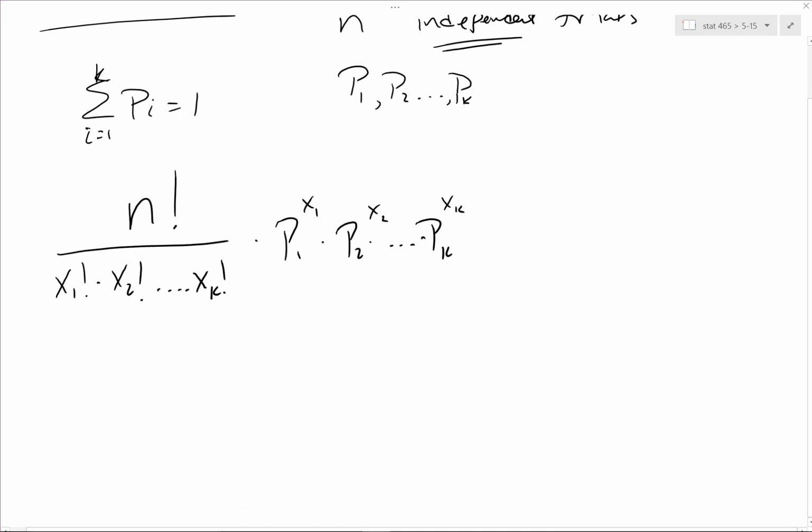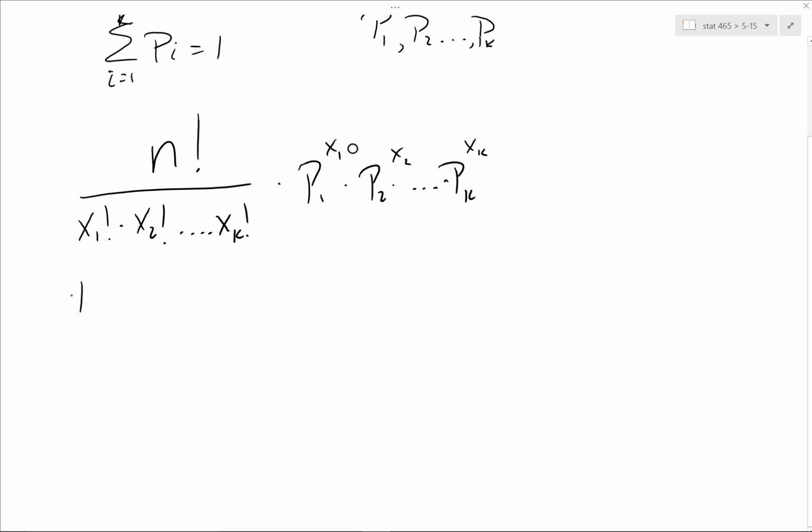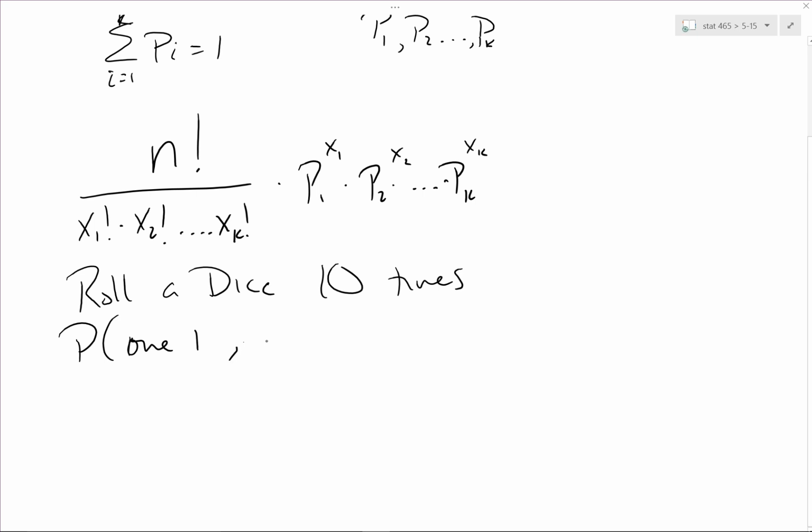So let's do this one. Let's roll a dice, something boring like rolling a dice. You're going to roll a dice 10 times. What's the probability I get one 1, three 2s, four 5s, and two 6s? Well, 2, 4, 6, and 3 and 9 is 10, so there's 10 of them there, yes? That makes sense? I rolled the dice 10 times. I got a 1, and I got three 2s on the dice, and so on.